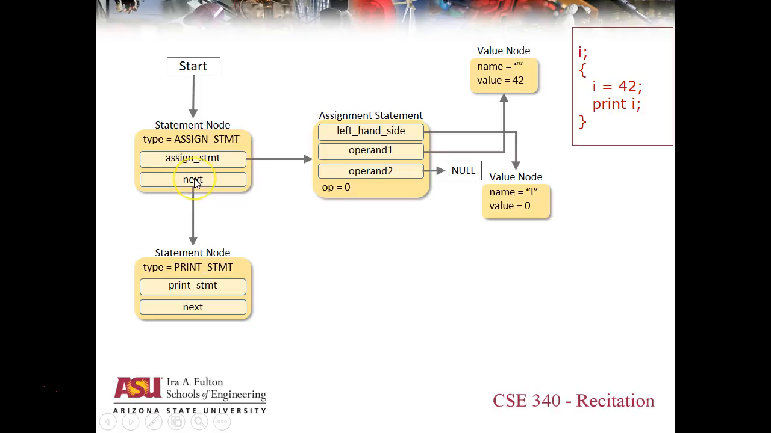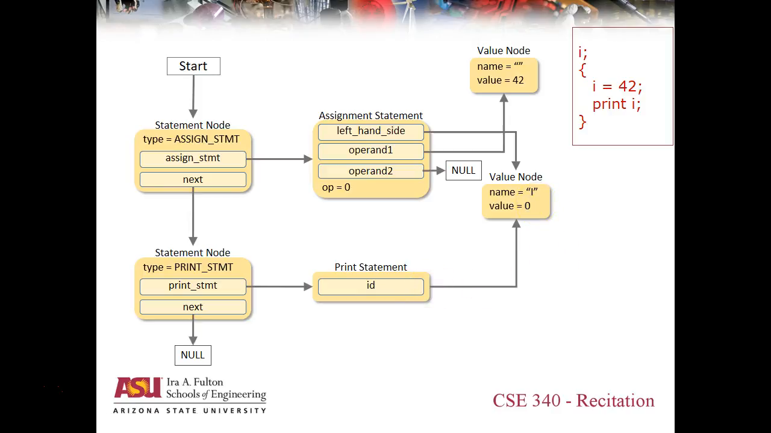Then we'll come back and go to the next statement. So type print statement. It's got a print statement and a next. The print statement goes to the print statement structure. It only takes an ID, and that ID is pointing to that same value node. And then it goes to the next statement, which is null. So that's the structure of what we feed into the execution engine.